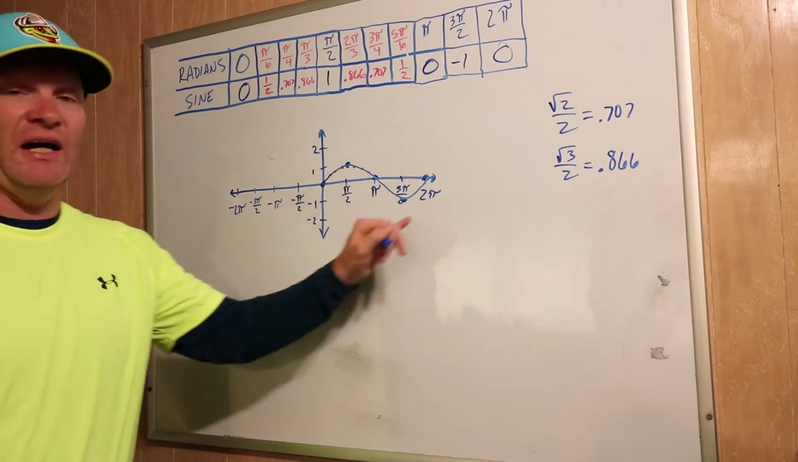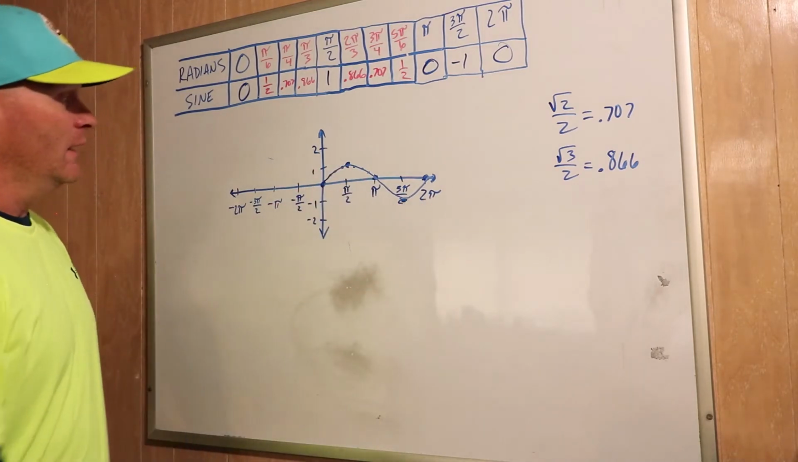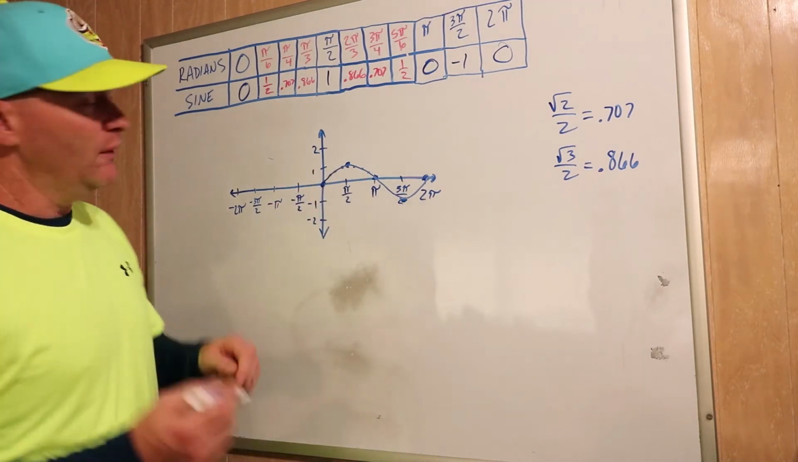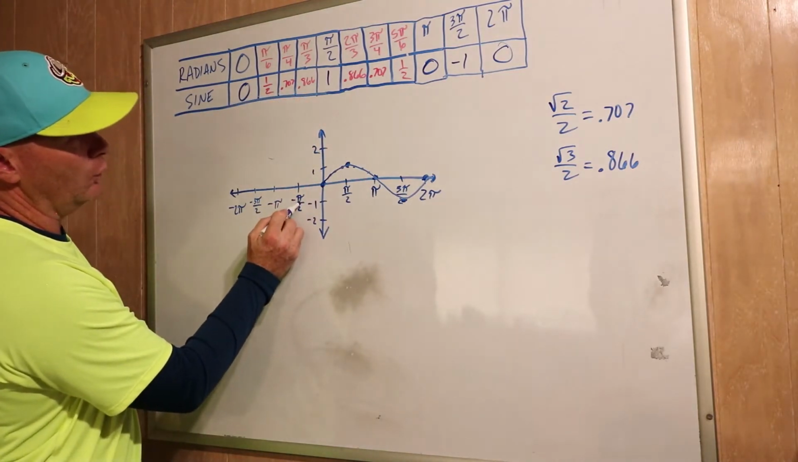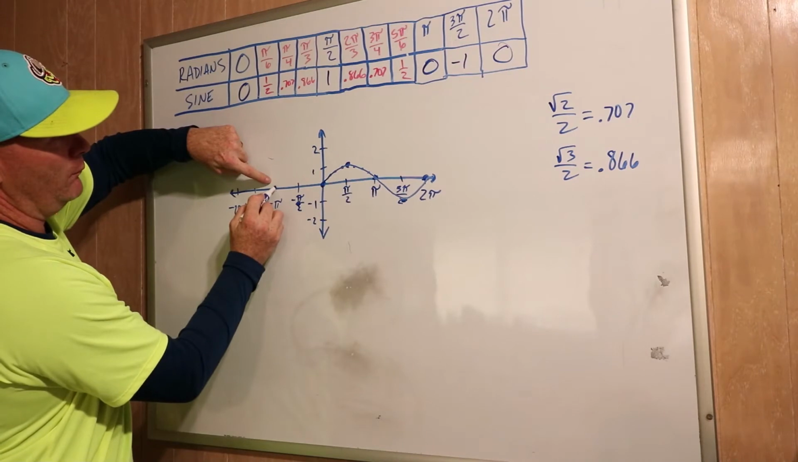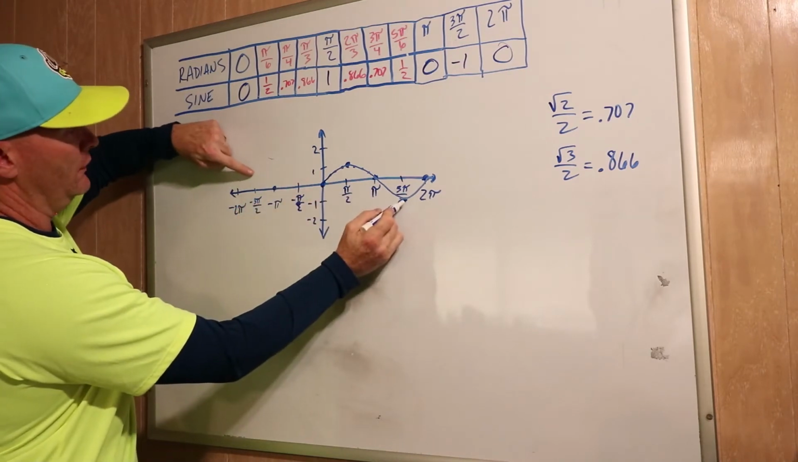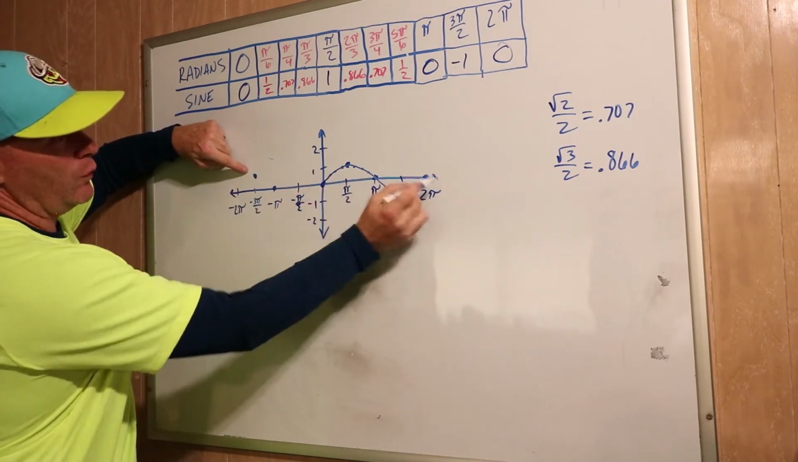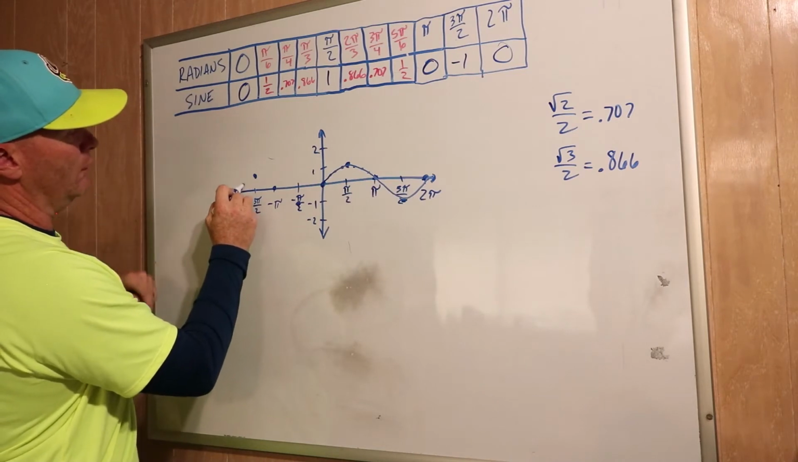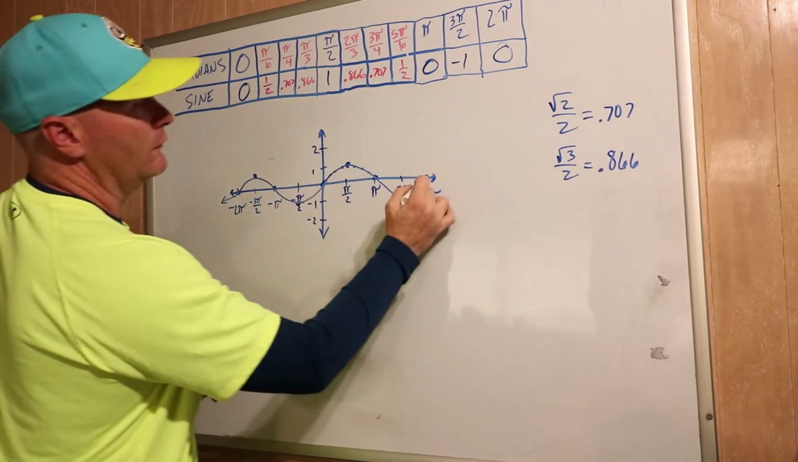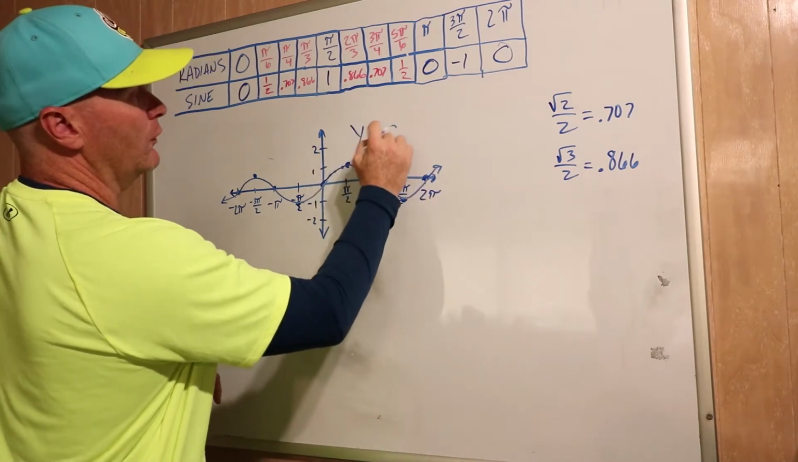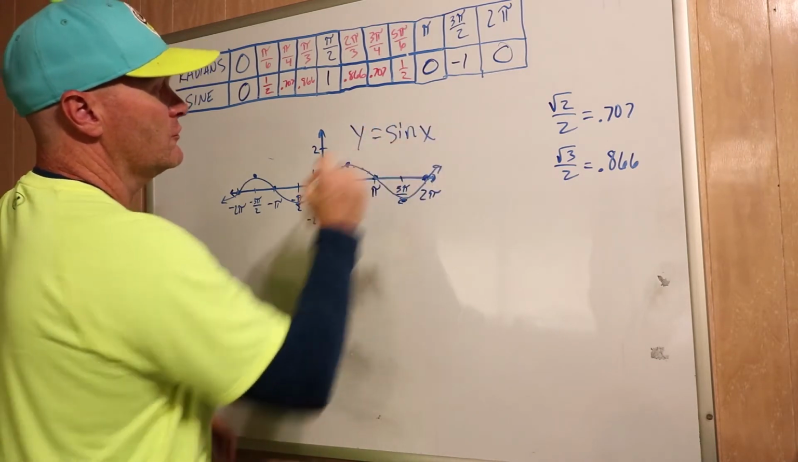This is called a sine wave, okay? If we go the other way, it's going to be the exact opposite. So instead of going up 1 here, this is going to go down 1, and then it's going to go back up to 0, and then it's going to go to +1, and then back to 0. Okay? Right there, this is the graph for y equals sine of x.